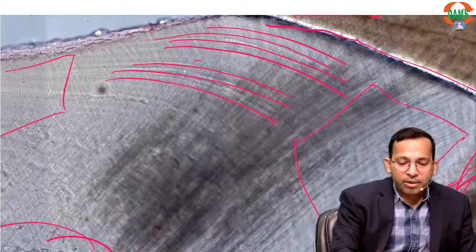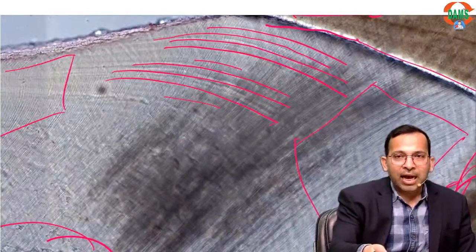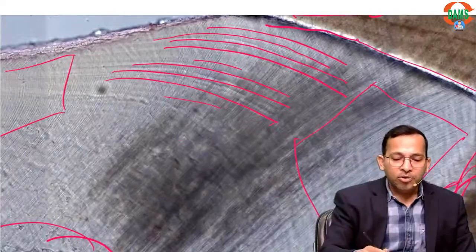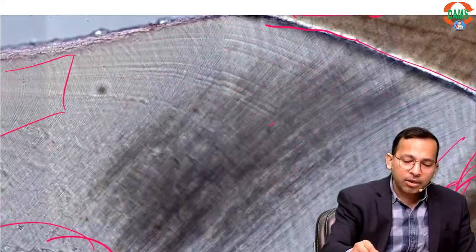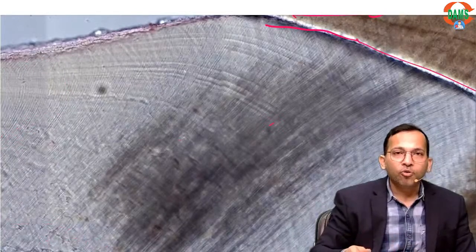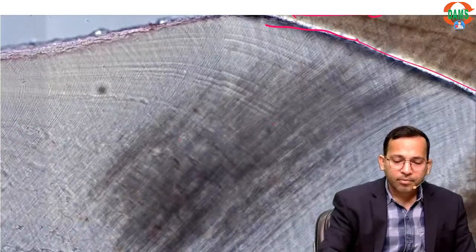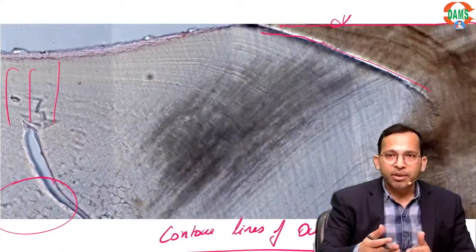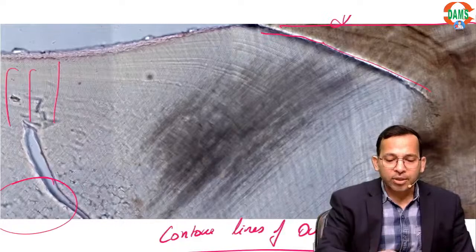Also, they are not regular, isn't it? We have 4 lines, then there is a break, then again we have 3-4 lines, then again there is a break. So that is how you identify that these are not regular incremental lines, rather they are the contour lines of Owen. Clear? Because this is a rare feature, you might get confused between contour lines of Owen and other features. So that's how you identify them.